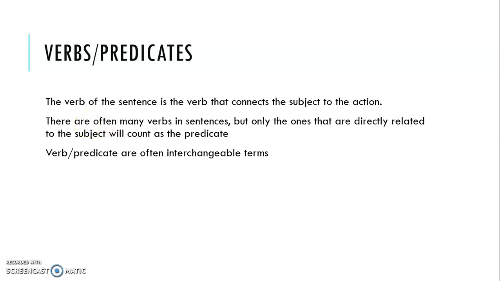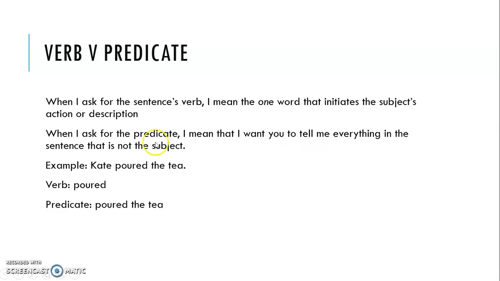Again, there are often many verbs in sentences, but only the ones that are directly related to the subject count as the predicate, and again, verb and predicate are often interchangeable terms. Basically, the only real difference is that verb is often the simple predicate, or the one word that initiates the subject's action or description, and the predicate is usually like the whole rest of the sentence. So for example, if we've got Kate poured the tea, the verb is going to be poured, but the predicate is going to be everything, both the verb and the object, I think. Yeah, I think that's the object, what she poured.